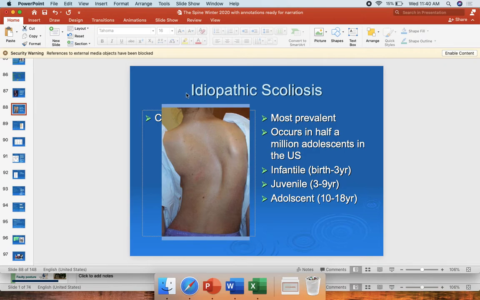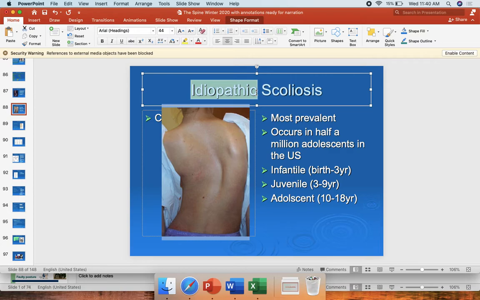So the most common type of scoliosis throughout the world and for sure in the United States is this idiopathic. Remember, idiopathic just means we don't exactly know why or how it starts, but it just does. It just appears. So you can see here on this individual a nice curvature of that spine, even without being able to look directly at those bones. It occurs in 500,000 adolescents in the United States every year. And then they've got it broken down as infantile scoliosis, a juvenile, or an adolescent scoliosis, depending on the age at which it's identified.